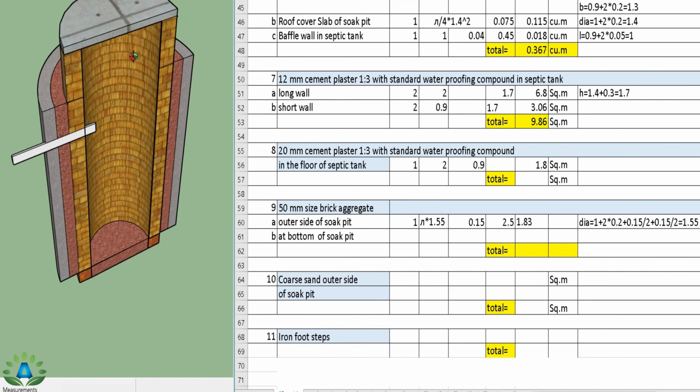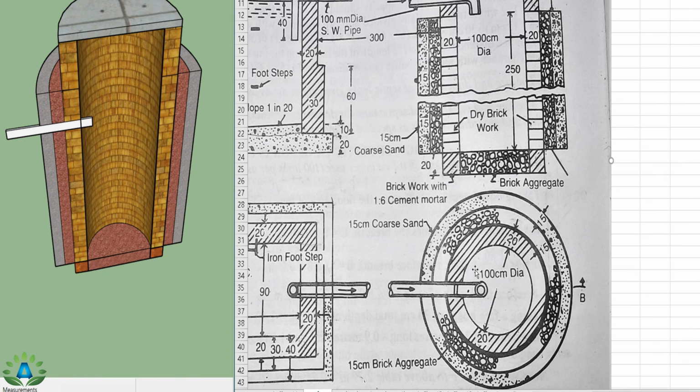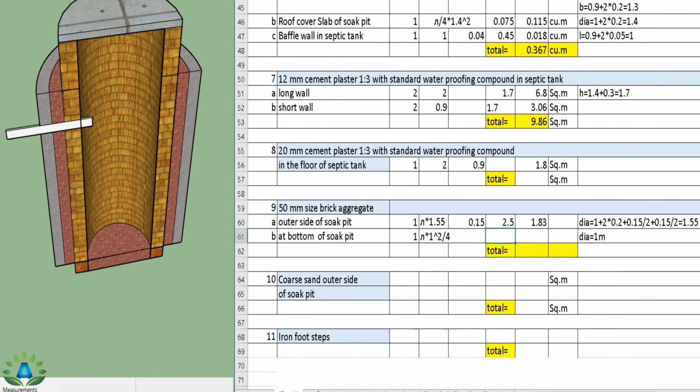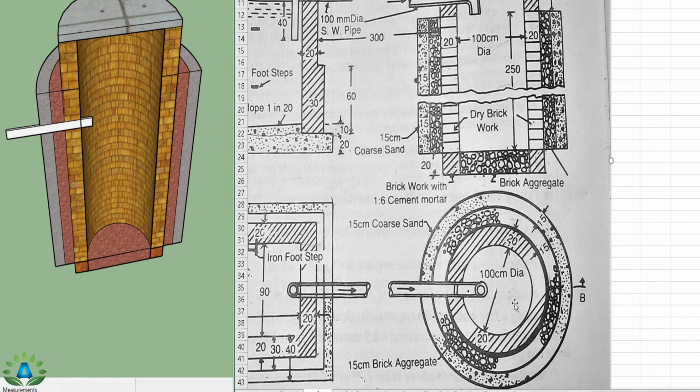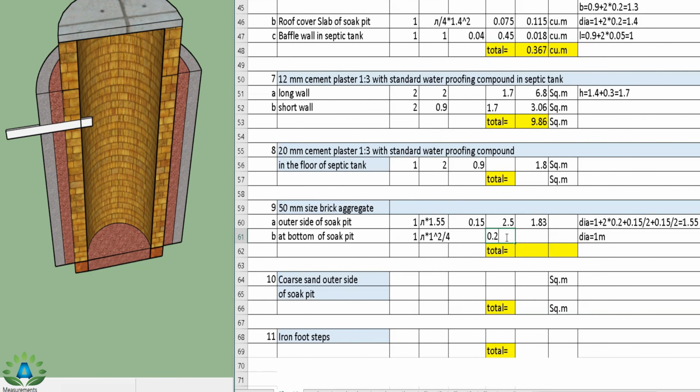So we have the number 1, and we have the formula pi d square by 4 where diameter equals to outer length. That is this brickwork portion is from this point to this point, that is this inner portion is 100 centimeter. So the diameter equals to 100 centimeter, that is 1 meter. So we can write pi by 4 into 1 square, and we have this height of this brickwork, that is 20 centimeters, so height equals to 0.2, and the total quantity is 0.16.